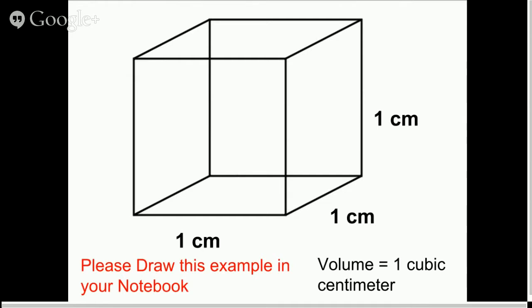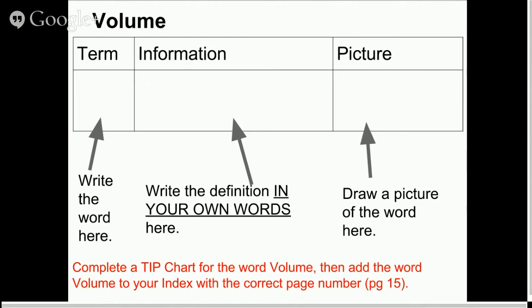Okay, so this works for any cube or box. You can multiply the length times the width times the height. All right, please draw this example in your notebook. Go ahead and pause it. All right, when you do 1 times 1 times 1, you get 1. Okay, and that's 1 cubic centimeter because there's 3 dimensions. All right, make a tip chart for the word volume. Go ahead and pause it.